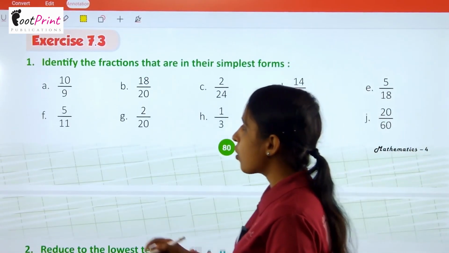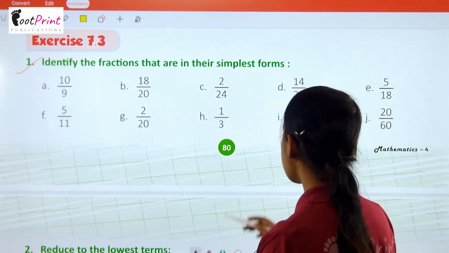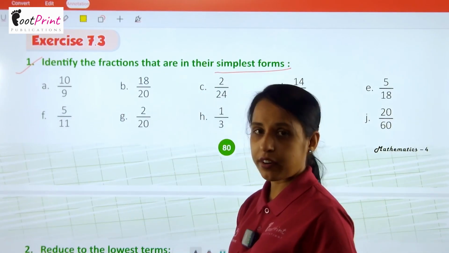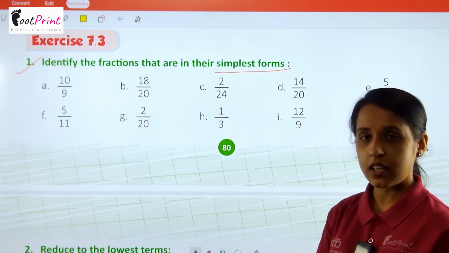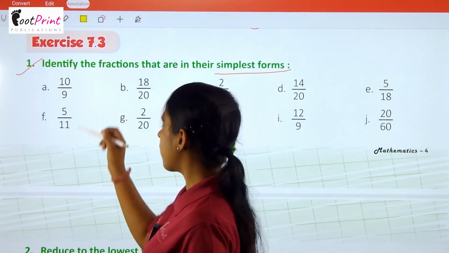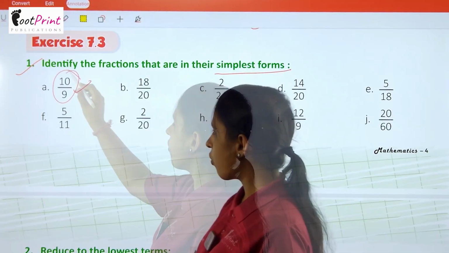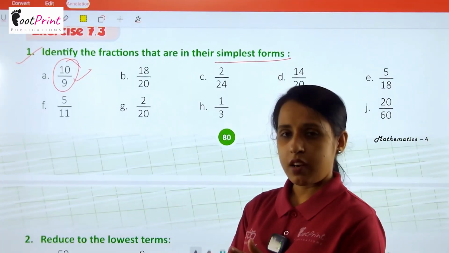Okay. So the first question is given here. Identify the fractions that are in their simplest form. So here we have to find out the fractions that are in simplest form. So how do we find it? Here, the first one is given as 10 by 9. We will find out whether 10 by 9 is in lowest form or not.